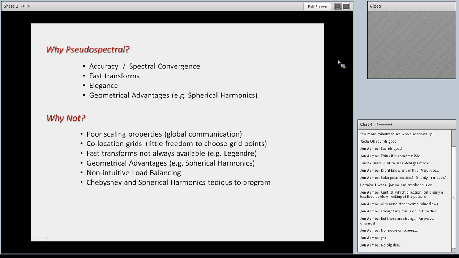You might say, why not pseudospectral? Well, if you just get the thing working and then move on with the code, you're probably not going to scale very well. You often have to use collocation grids, so you don't always have the freedom to choose your grid points. And really, I think the load balancing is non-intuitive. And of course, sometimes these things are just complicated to program in the first place, which also leads to why they don't scale. You spend all the work just getting the thing to give a correct answer, and you don't have a lot of time to think about how to make it efficient.